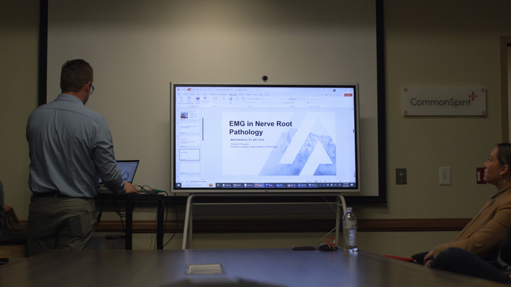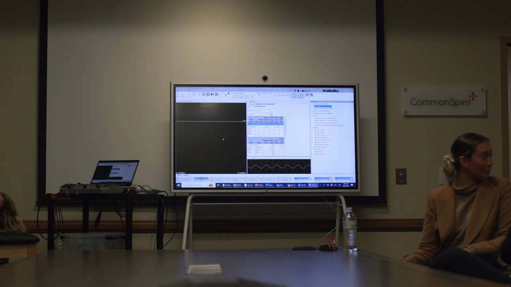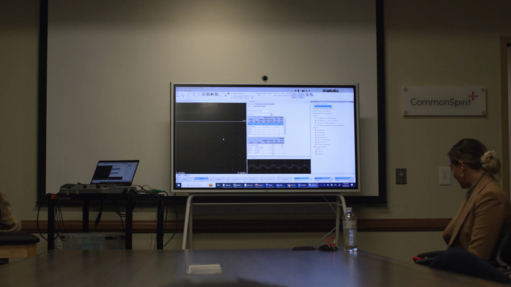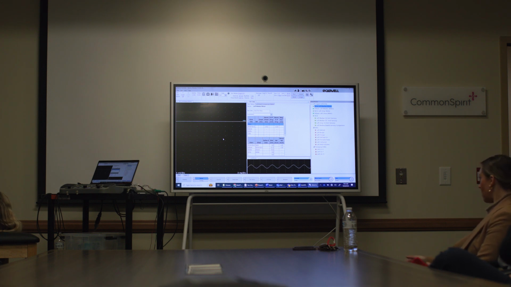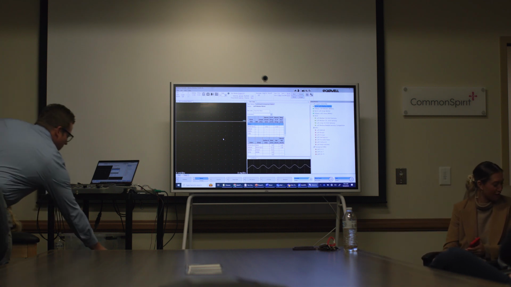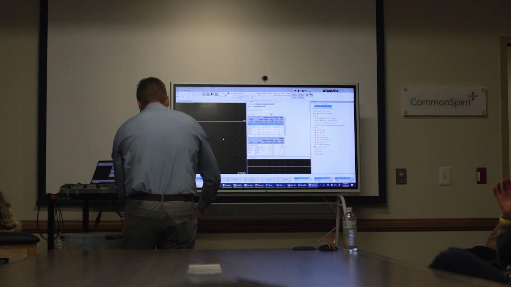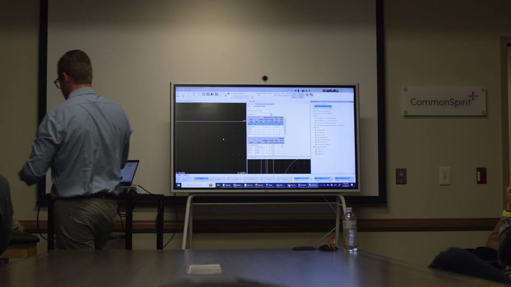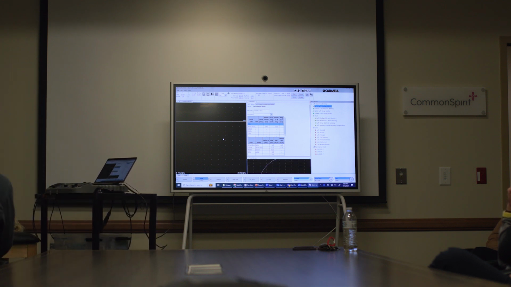First, we're going to test her median nerve. So we generally use a distal superficial muscle. The abductor pollicis brevis in the hand is the standardized way to test the median nerve. I'm just going to set this underneath your arm. We'll get her hooked up to the electrodes.